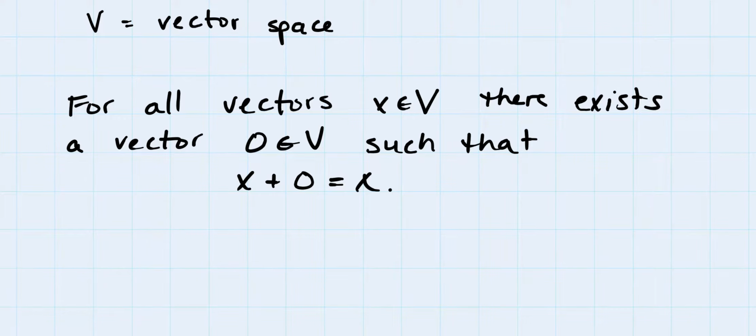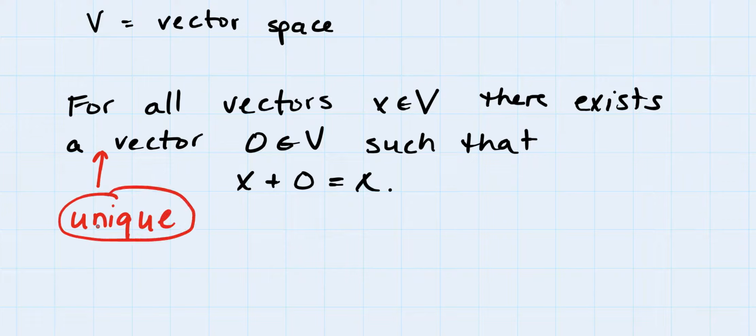Suppose we have a vector space V. We said that one of the properties of a vector space is that for all vectors inside your vector space, there exists a vector 0 in the vector space such that x plus 0 is equal to x. And this vector 0 is really special because this is actually a unique vector. There's only one vector that has this property, that when we take any other vector and add it to this vector, we get the original vector back.